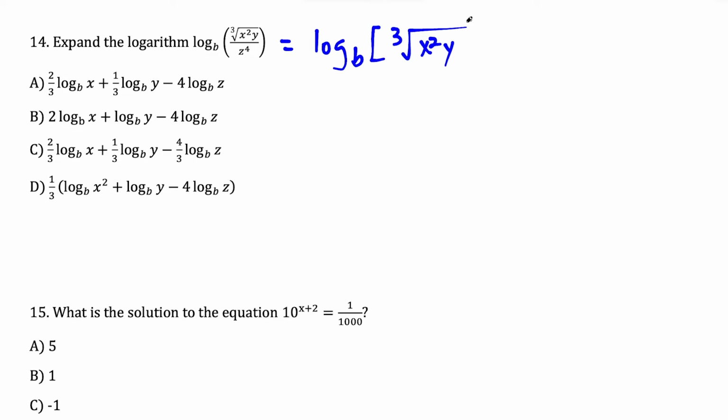And then I'm just going to close this bracket, and we're going to have minus log base b of the denominator, which is z to the 4th. So we have z to the 4th. And now from here, what I want to do is rewrite this radical in rational exponent form.